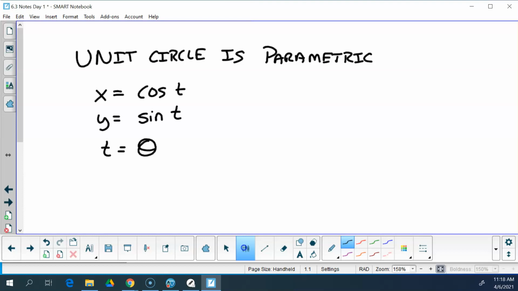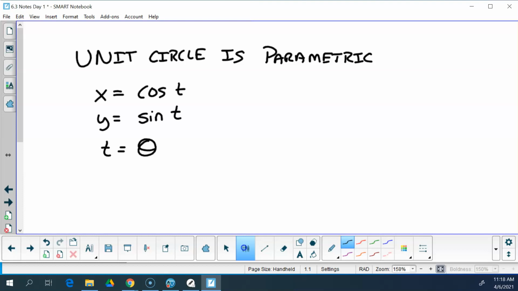So for any angle, if you put that angle into cosine, you get the x value. We did the sweet 16 on the unit circle. So if my angle is 2 pi over 3, I put 2 pi over 3 into x, I get out negative 1/2. I put 2 pi over 3 into y, I get root 3 over 2. And that point is on the unit circle. Okay? So the unit circle is a big time parametric equation, or parametric function, if you will.